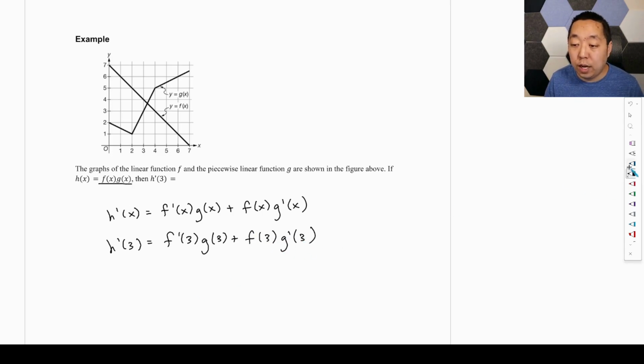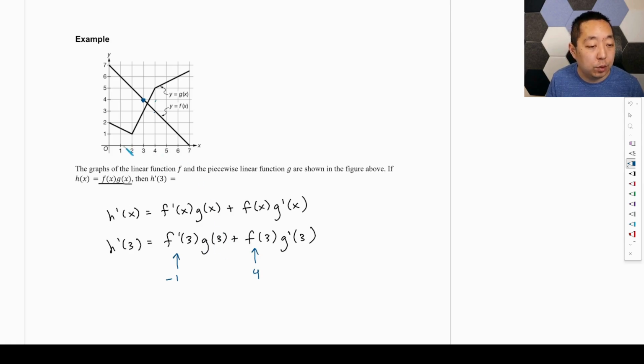So then we say f prime of 3. Well, what's f prime of 3? F prime of 3 is the slope at 3. At 3, the slope looks like it goes over 1 and down 1, right? Over 1, down 1. So that slope here is negative 1. F of 3 is the y value at 3. That's 4. So this value here is 4.